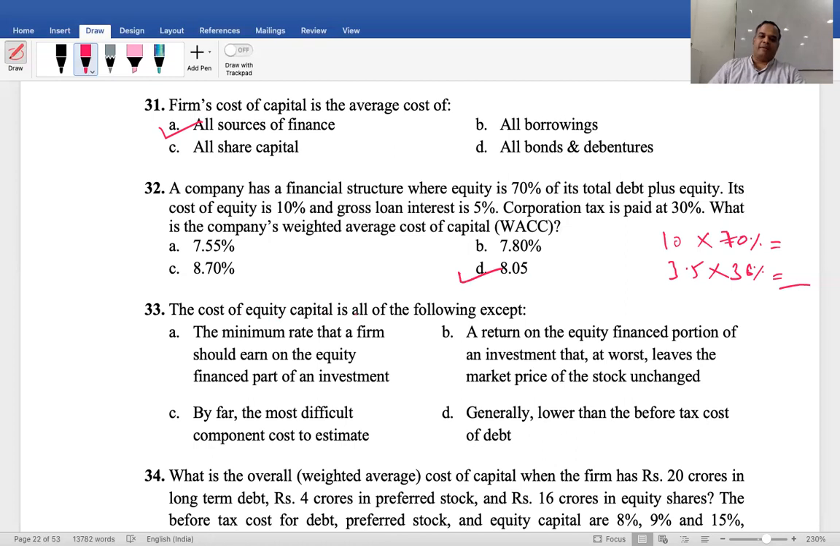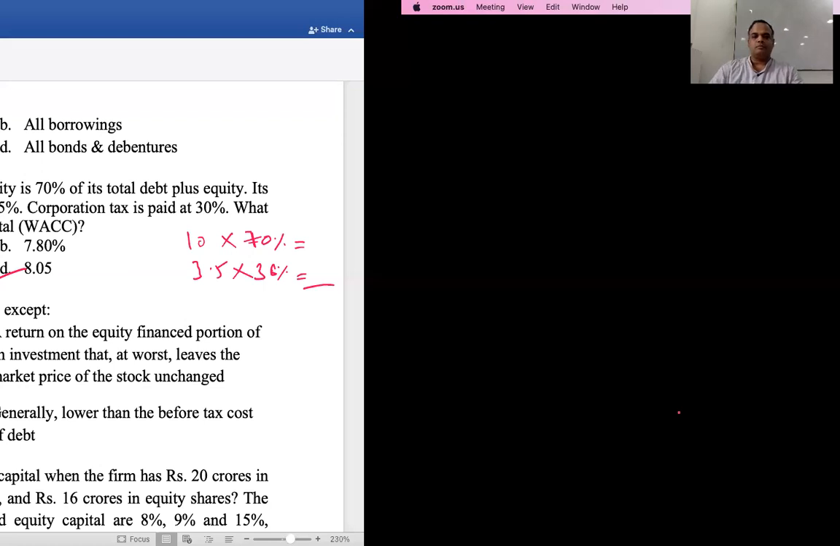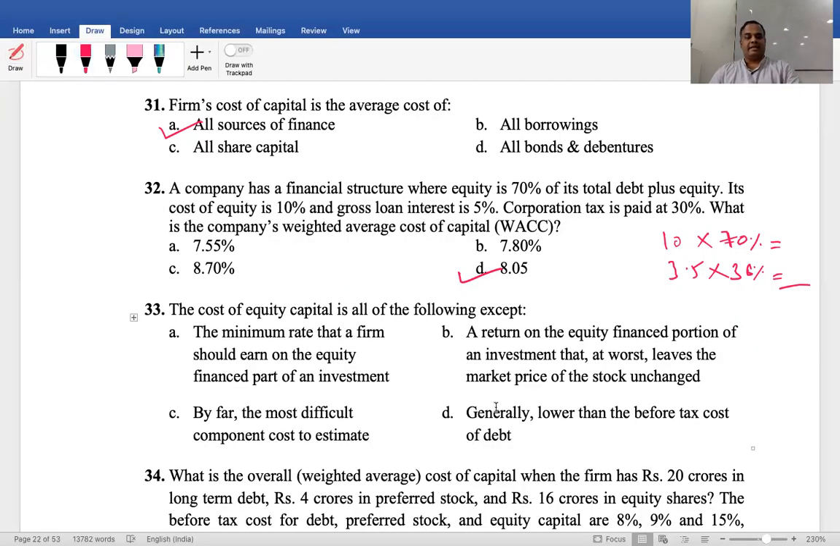Next. Cost of equity share capital is all of the following except A. The minimum rate that the firm should earn on the equity finance part of the investment. B. A return on equity finance portion of an investment that at worst leaves the market price of the stock unchanged. C. By far the most difficult component cost to estimate. And D. Generally lower than the before tax cost of capital. So what is the correct answer? Except, D. The answer is D. D is the correct answer.